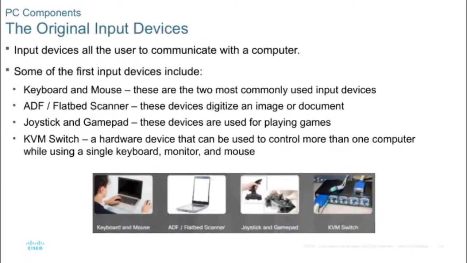notice. Input devices let us communicate with computers. They're how we tell machines what we want them to do. Some of the earliest and most familiar examples are the keyboard and mouse, which almost everyone uses every day. Then there are scanners, like ADF and flatbed models, which turn physical documents and images into digital files. For gaming, we have joysticks and gamepads designed to give precise control. And a KVM switch lets you manage multiple computers with just one set of keyboard, monitor, and mouse. These are the original building blocks of human-computer interaction.